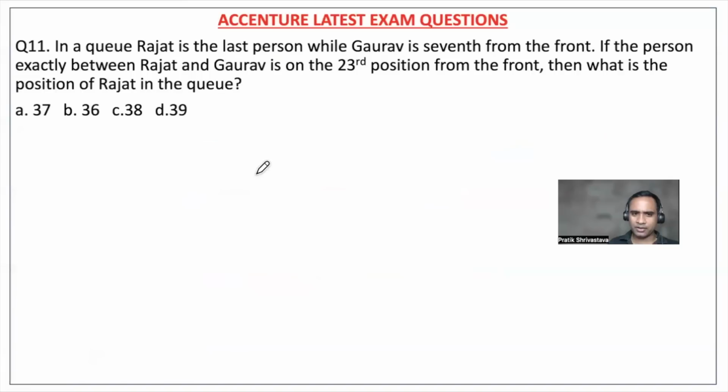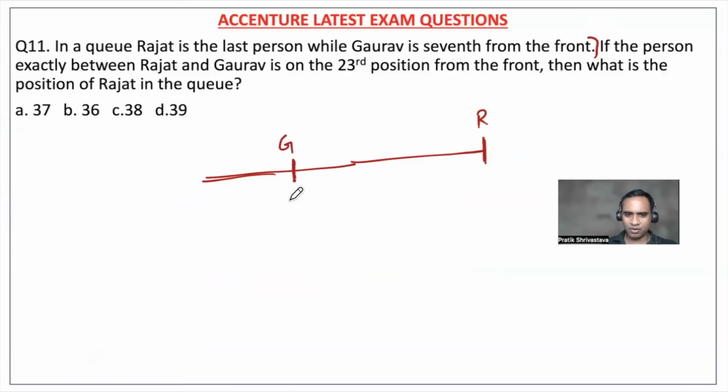So in a queue, Rajat is the last person, while Gaurav is seventh from the front. If a person exactly sits between Rajat and Gaurav, so there is one person there. Suppose he is X. So he is sitting between Gaurav and Rajat. That means the number of people sitting between X and G is the number of people sitting between R and X.